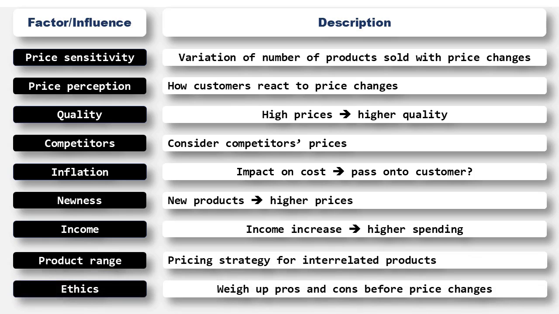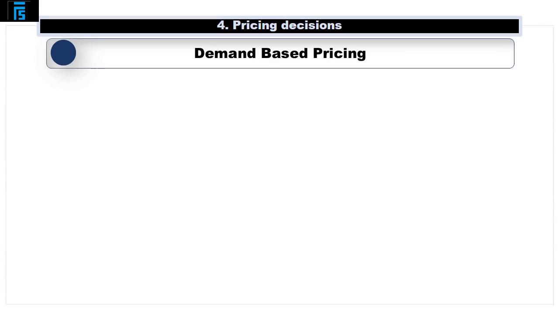Ethics. A business needs to think about whether they wish to take advantage of shortages in a product or service and increase their price given that demand will be high. This might of course have a negative impact on their reputation, so they need to weigh up the pros and cons of such a move before initiating any price change. Now that we have considered the various factors that might influence our pricing strategies, let's look at the different approaches we can take to pricing.